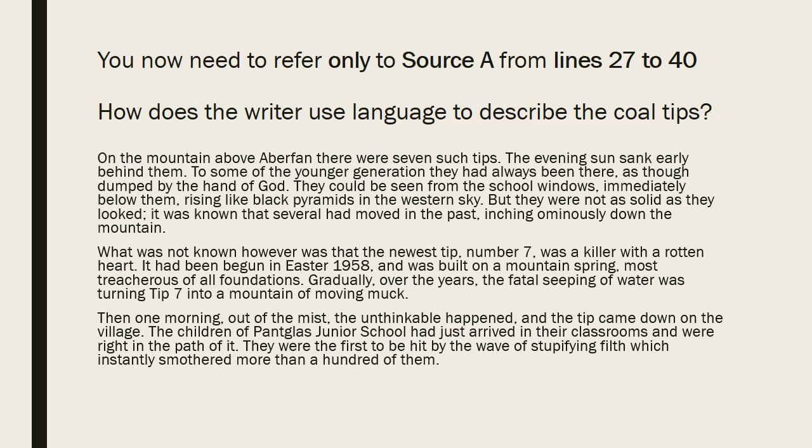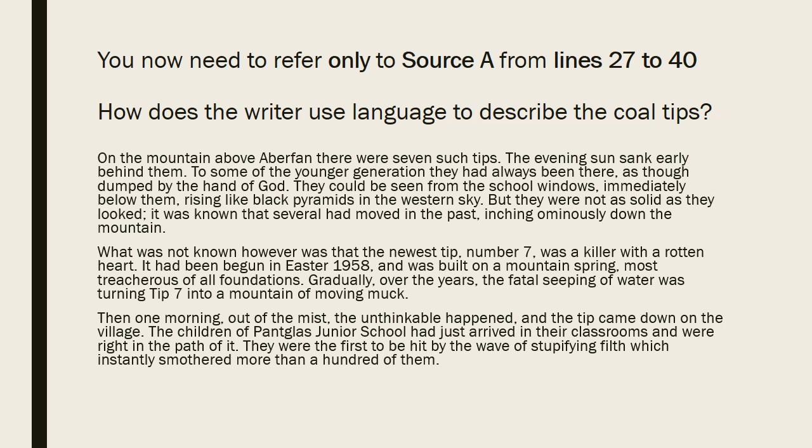The extract, as you see here: On the mountain above Aberfan there were 7 such tips. The evening sun sank early behind them. To some of the younger generation they had always been there, as though dumped by the hand of God. They could be seen from the school windows, immediately below them, rising like black pyramids in the western sky, but they were not as solid as they looked. It was known that several had moved in the past, inching ominously down the mountain. What was not known, however, was that the newest tip, number 7, was a killer with a rotten heart.